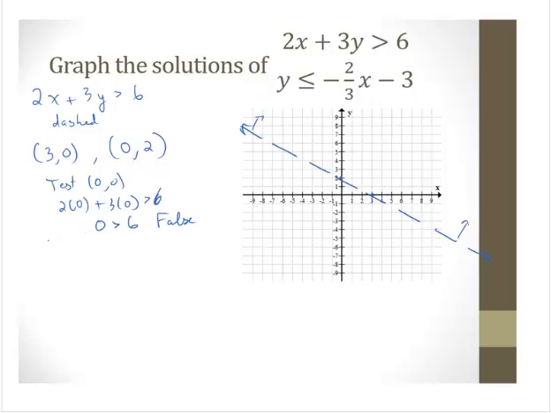All right, our second inequality. Y is less than or equal to -2/3 x minus 3. I'm going to use a solid line. I've got a y-intercept of 0, -3, and the slope is -2/3. So 0, -3, and the slope of -2/3. And I'll draw the solid line through those points.